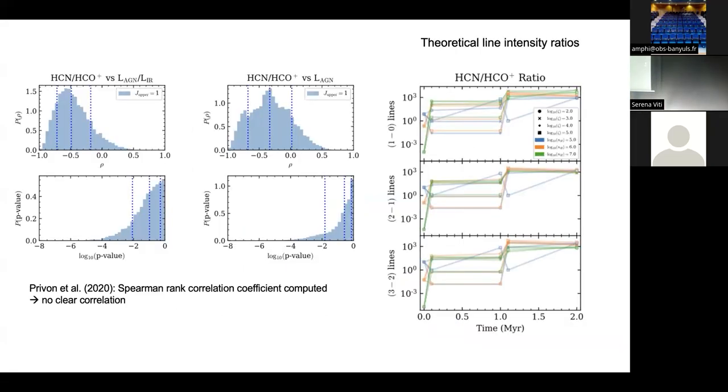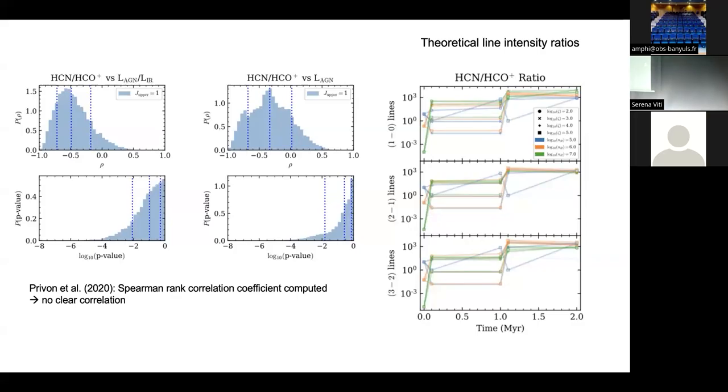This result is kind of corroborated by a statistical study by Privon and collaborators that looked at a very large sample of galaxies, and they correlated the HCN over HCO+ to the luminosity of the AGN over the infrared luminosity. So this would be a ratio that gives you a ratio between AGN and star formation. And the bottom line is that a Spearman rank correlation coefficient gave no clear correlation. It doesn't necessarily mean that there is no correlation, but it means that it's not so obvious, okay?